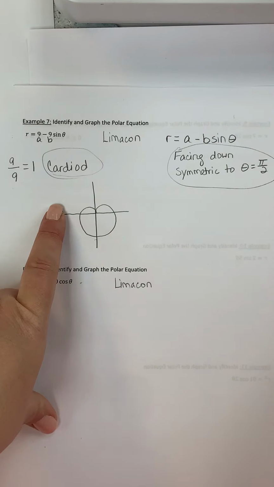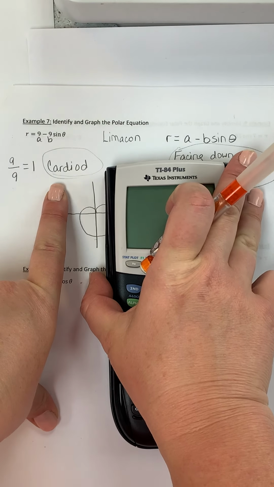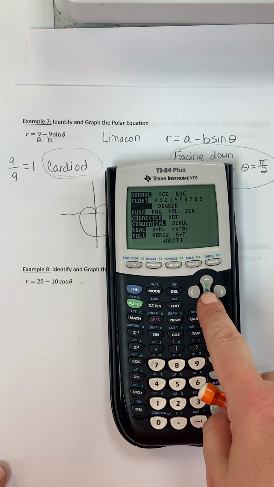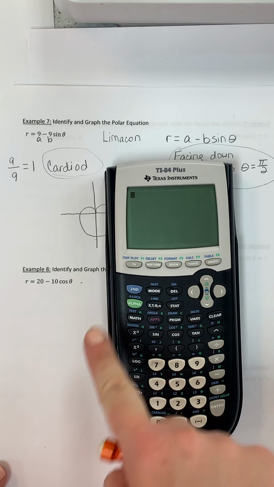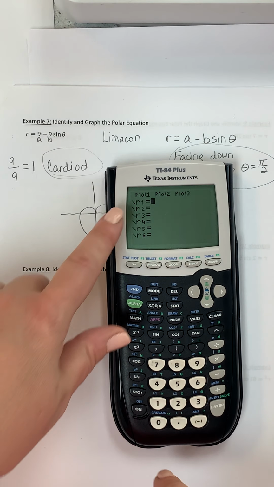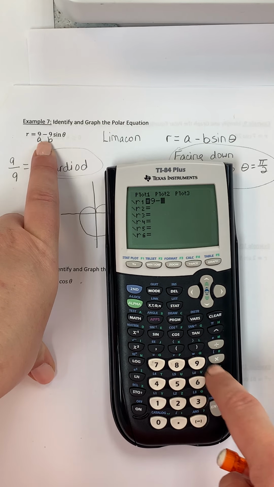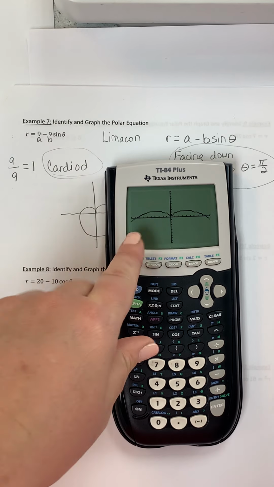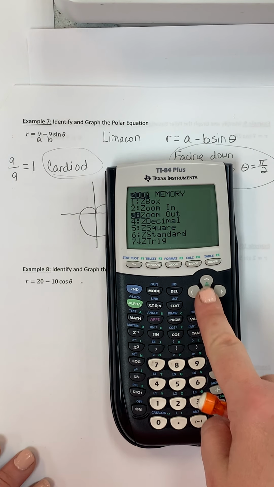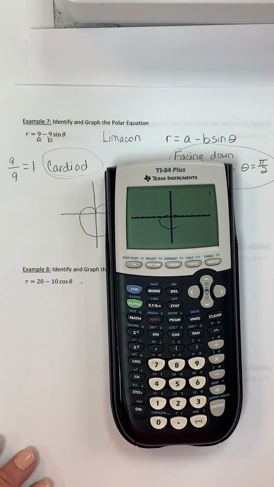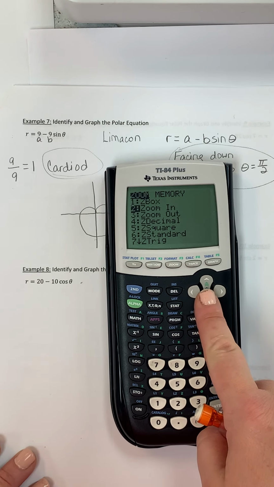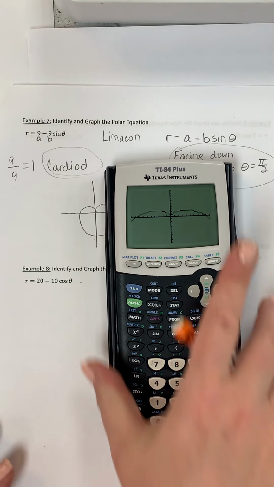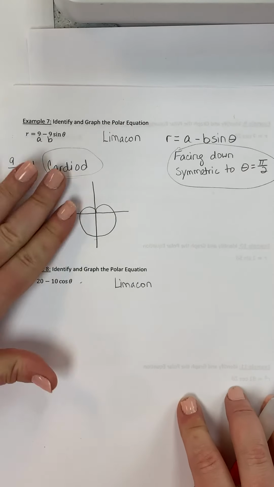Okay, so if I'm not really good at identifying these, what can I do? Well, I can go to mode, radian, polar. Then I can go to y equals, which is now r equals, 9 minus 9 sine theta. And lo and behold, I can pick out the graph. No matter how I zoom, I can't get it just perfect, but I can pick out the graph that looks like a cardioid. Okay, there we go. All right, let's look at example 8.